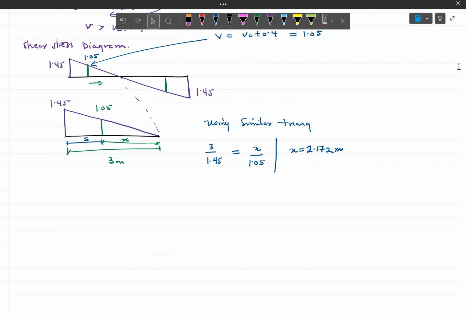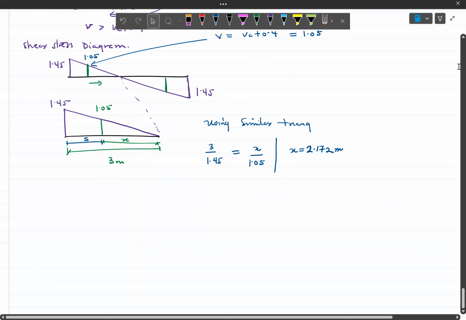Do I have it somewhere here? I'm hoping I have it somewhere. So let me quickly calculate it, and then I put the value in there. So it means that my s here will be 3 minus 2.172. So let's say 3 minus 2.172. So that'll give me 0.828 meters, or 828 millimeters.